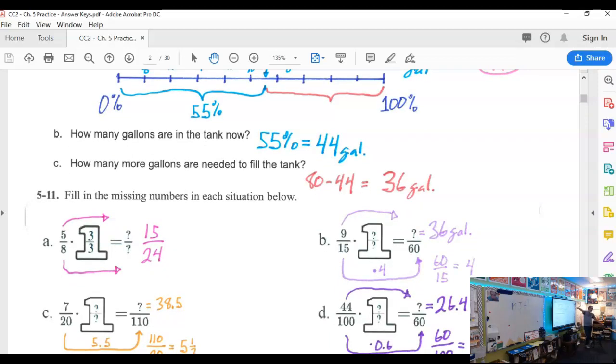55% would be 44 gallons. Hey guys, you're straight up talking at the same time as me. Put the cards down. You're showing a lack of self-control right now. We are checking answers. You're being really disrespectful. Kind of surprising.